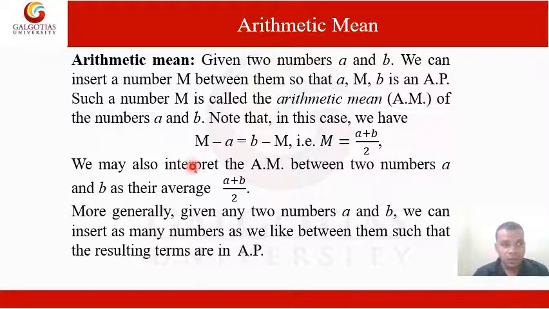So we may also interpret the arithmetic mean of two terms a and b as their average, that is a plus b by 2. More generally, given any two numbers a and b, we can insert as many numbers as we like between them such that the resulting terms are in AP.